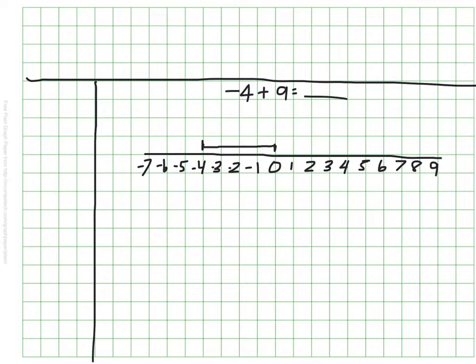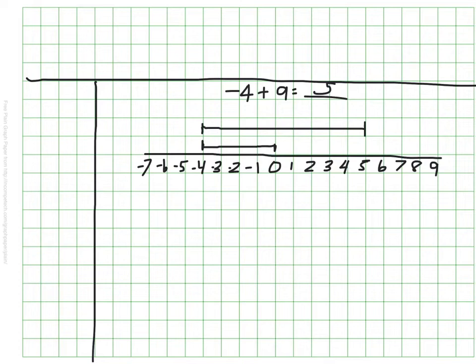I don't see a symbol there, but if there's no negative symbol, I know it's a positive 9, which means I need to move wherever I am right now to the right 9 spaces. So 1, 2, 3, 4 gets me back to 0, 5, 6, 7, 8, and 9. Where I end up is, of course, at 5. So the sum of negative 4 plus 9 equals 5.